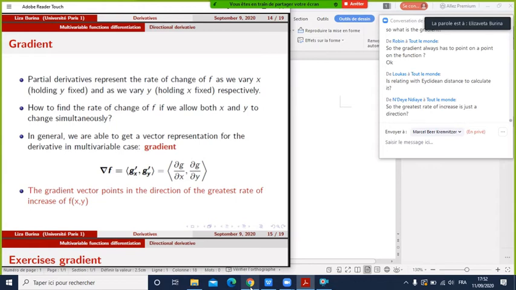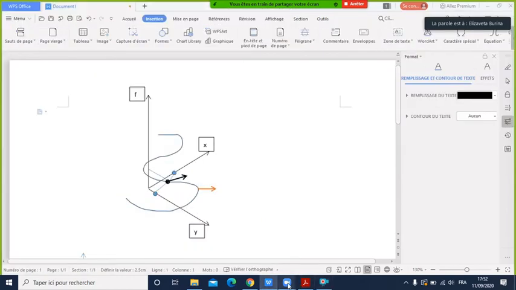So the greatest rate of increase is just a direction. Good question. I cannot say yes or no. It should be stated a bit in a slightly different manner.